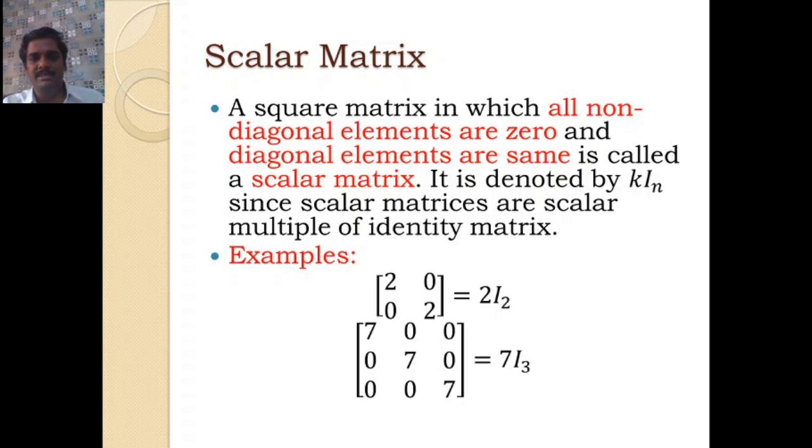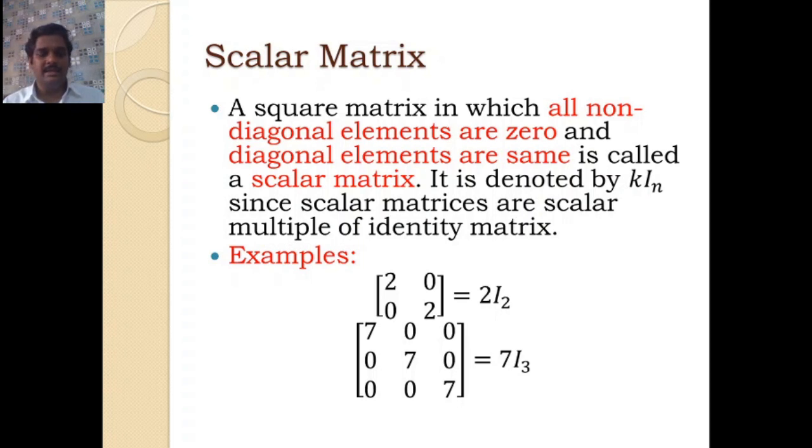The first example is a scalar matrix of order 2, which can also be written as 2 into I2. And the second example is a scalar matrix of order 3, which can also be written as 7 into I3. And the definition is what? Non-diagonal entries have to be 0. You all can see an example. Non-diagonal entries are 0. Along with that, diagonal entries have to be the same. You can see diagonal entries are the same. In the first one, diagonal entries are 2, 2. And in the second example, diagonal entries are 7, 7.